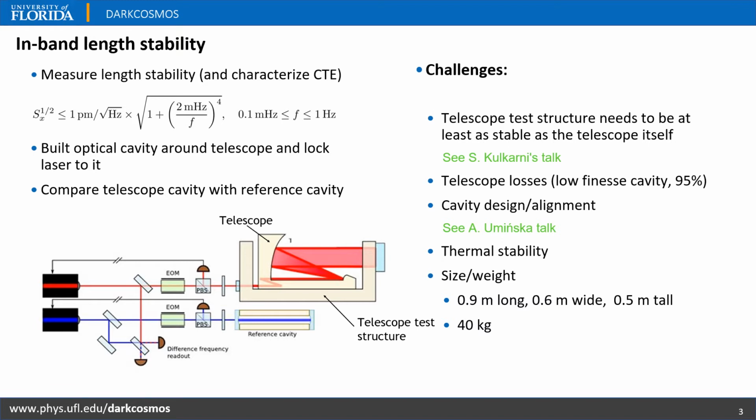scheme. We're going to have also important problems or issues with the cavity design and alignment. This is something that Ada is talking about in her talk, and this is essentially because the telescope has this huge magnification of 134. We're going to have also the thermal stability requirements, that we have to reach a microkelvin per square root of Hertz stability, and we also have to deal with the size and the weight of the telescope, which is almost 1 meter long, 0.6 meters wide and tall, and can be almost 40 kilos in weight.